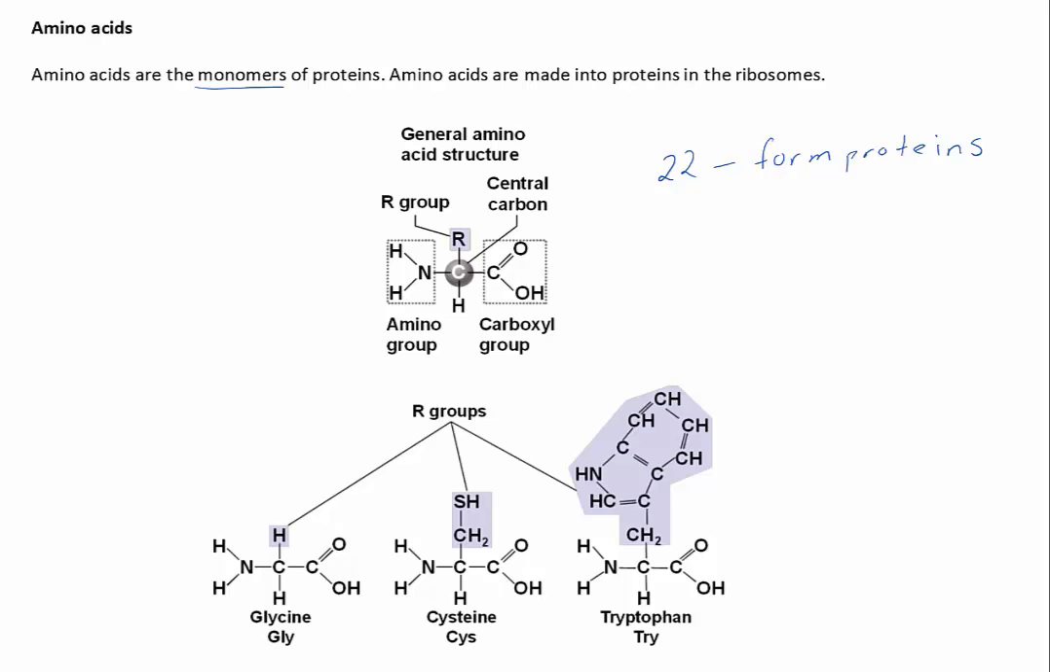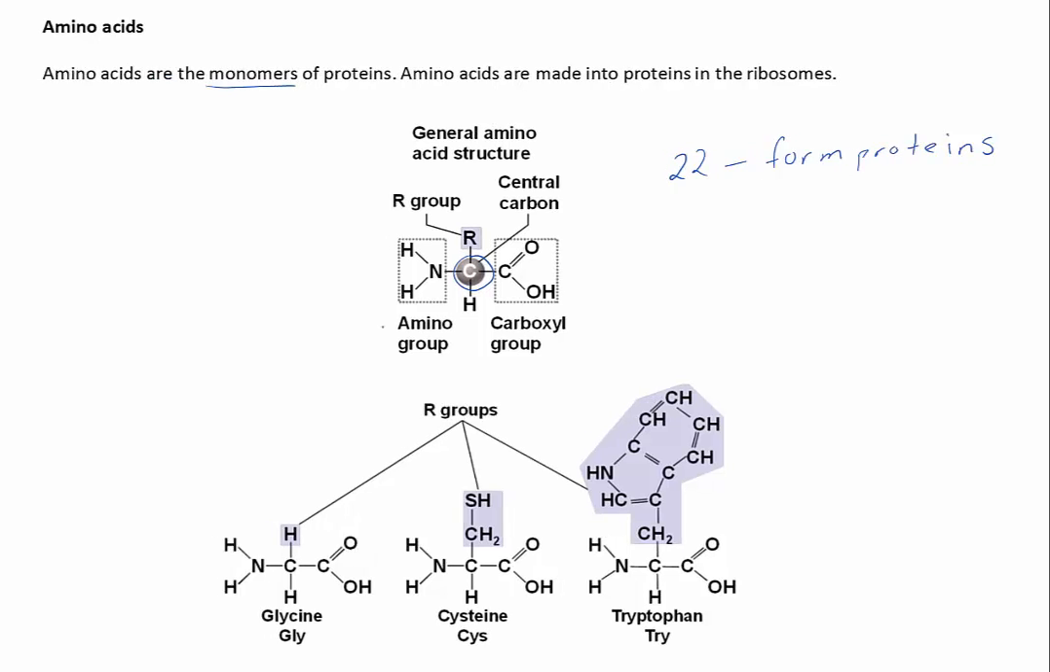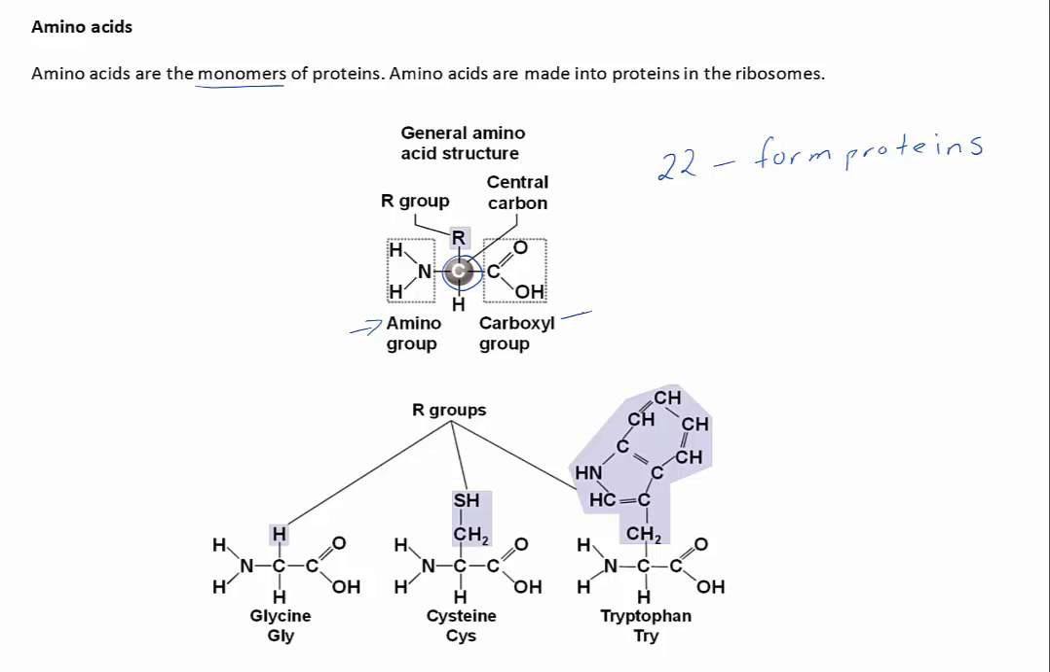The general structure of an amino acid contains a carbon molecule, right here in the center, that is bonded to an amino group on one side and a carboxyl group on the other side of that carbon molecule. Also bonded to your central carbon is something which is referred to as an R group that forms a side chain. And the R group is actually what distinguishes which amino acid it is.